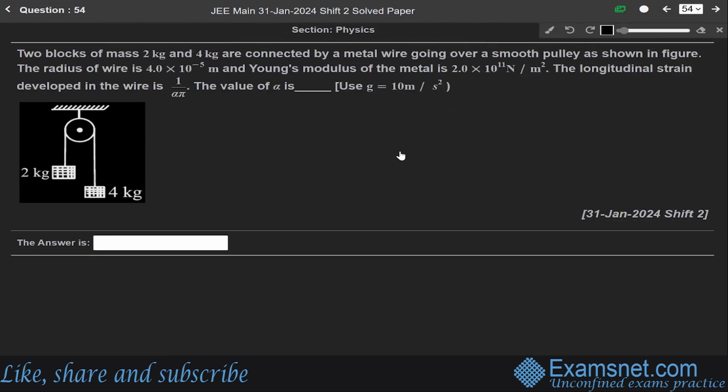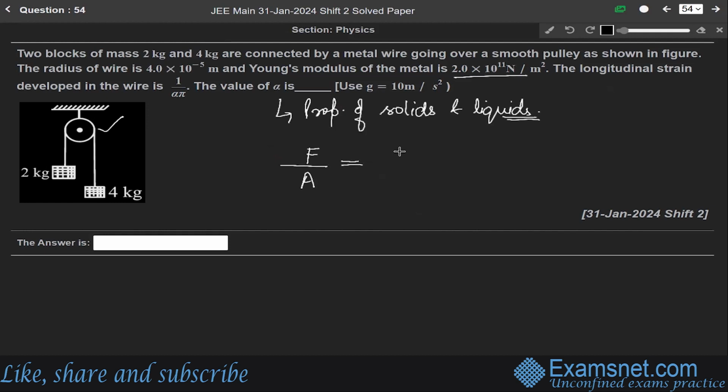Now next question 54. Two blocks of mass 2 kg and 4 kg are connected by a metal wire going over a smooth pulley as shown in the figure. The radius is given as this, Young's modulus is this, and we have to find the longitudinal strain. Okay, so this question is from the chapter of properties of solids and liquids. Okay, so we know that force over area is equal to Young's modulus into strain, and we have to find strain in this question.